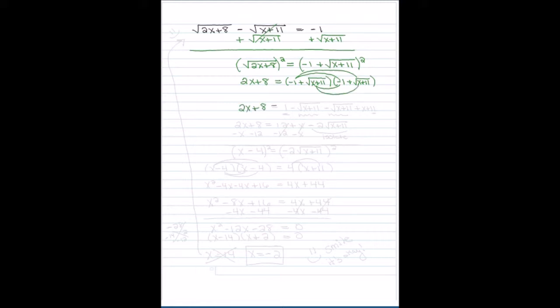So let's see what happens here. Negative 1 times negative 1 is 1. Negative 1 times a radical is negative the radical. Then the radical times negative 1 is negative the radical again. And then a radical times itself is just going to make the radical cancel out. So I get x plus 11.